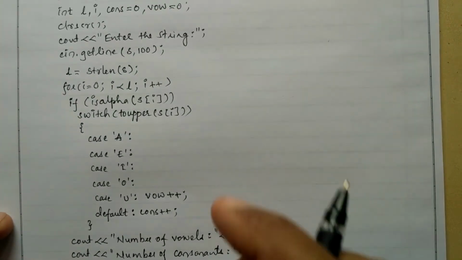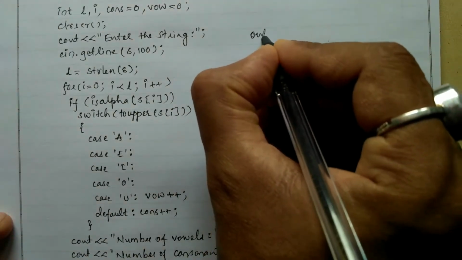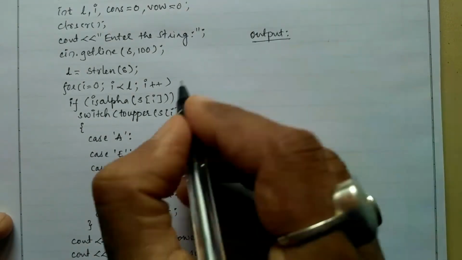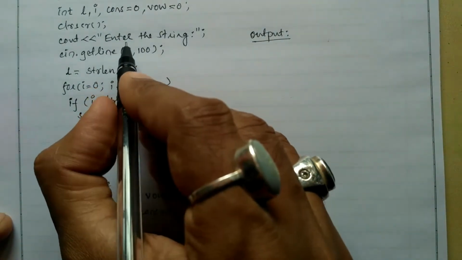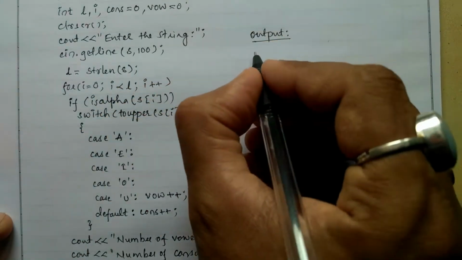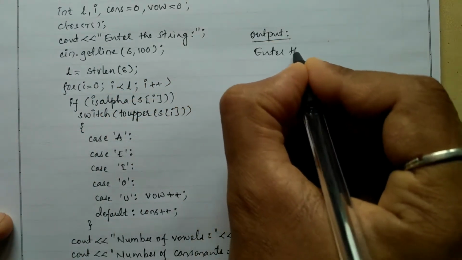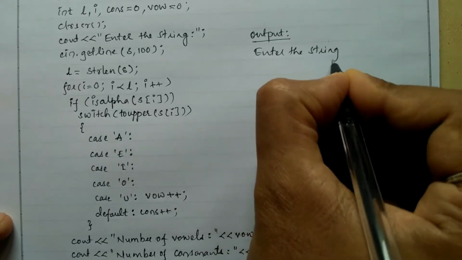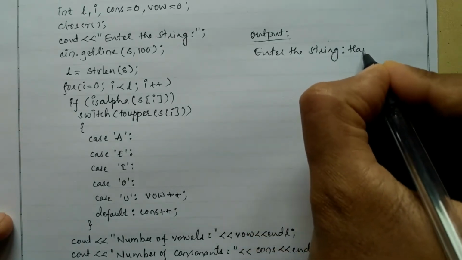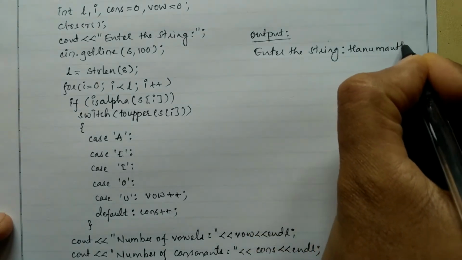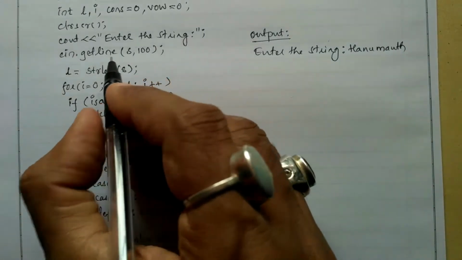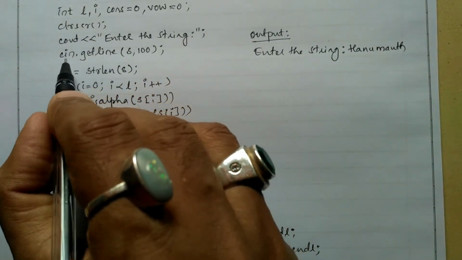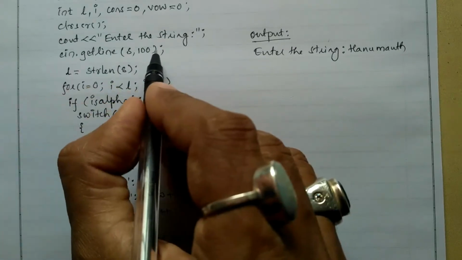Now let us take an example. Here I'm going to write output. Once we compile and run this program, it will ask the user to enter the string. So I'll write "enter the string". For example, I'm going to write my name, Hanumanth, right? Next, this is going to be received by this particular statement.